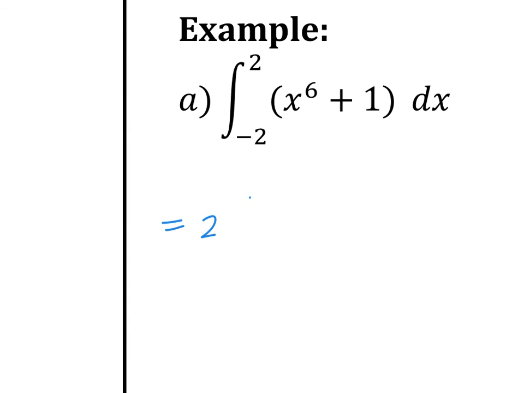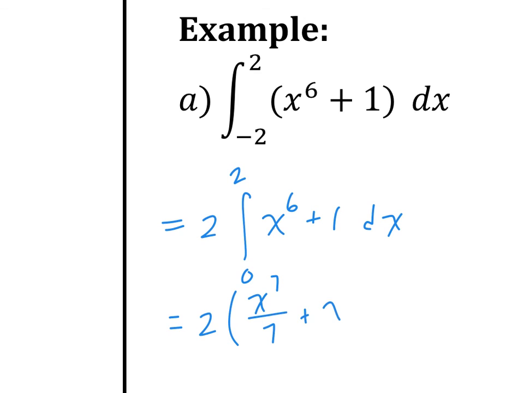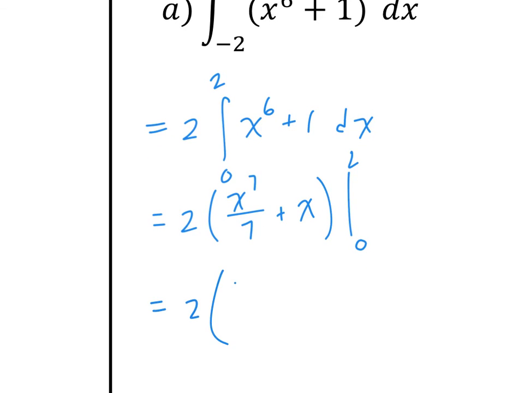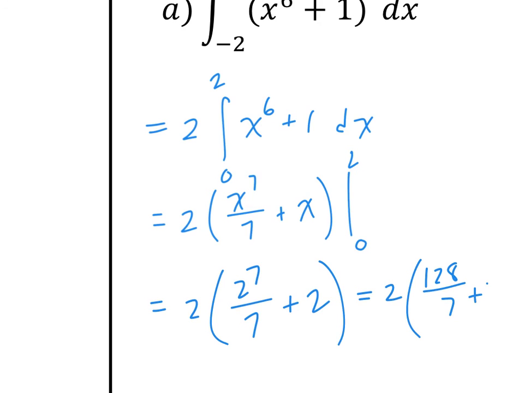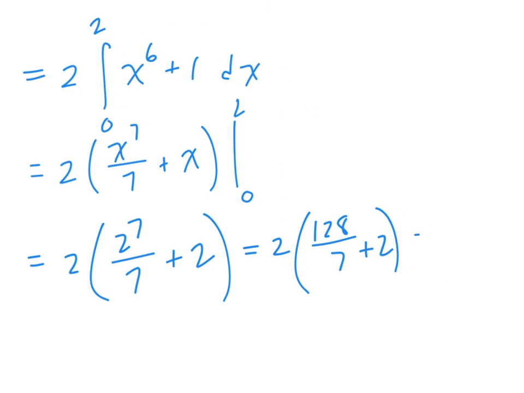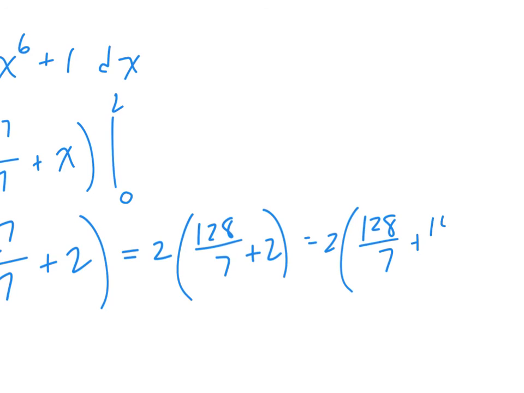This is going to be 2 times the integral from 0 to 2 of x to the 6 plus 1 dx. This is just 2 times x to the 7 over 7 plus x, evaluated from 0 to 2. 2 times 2 to the 7th over 7 plus 2 minus 0. That whole 0 part I'm just going to ignore. So this is 2 times 128 over 7 plus 14 over 7.